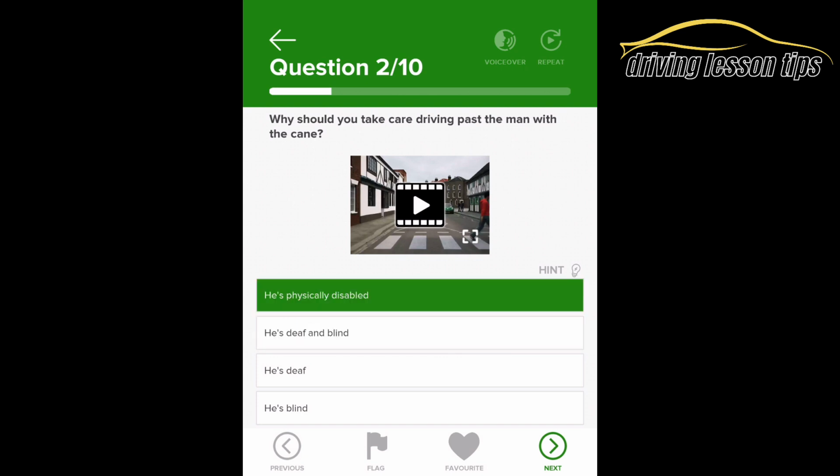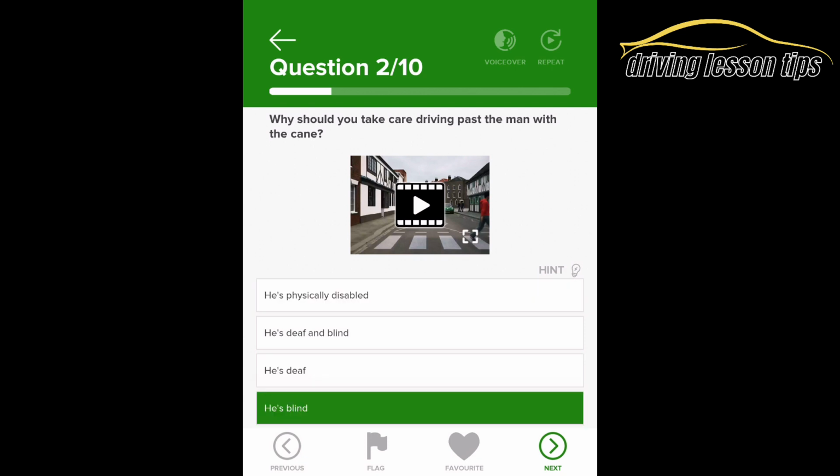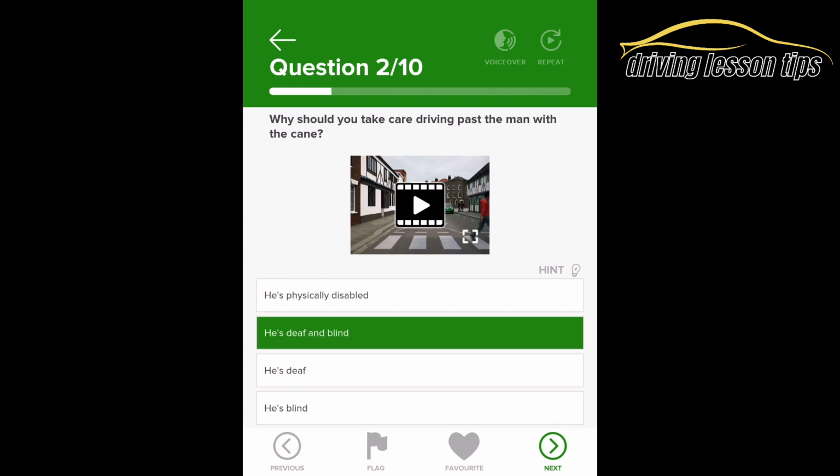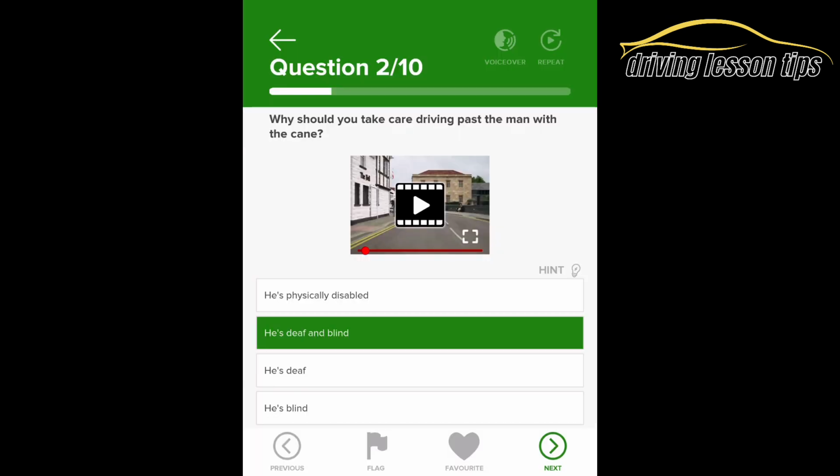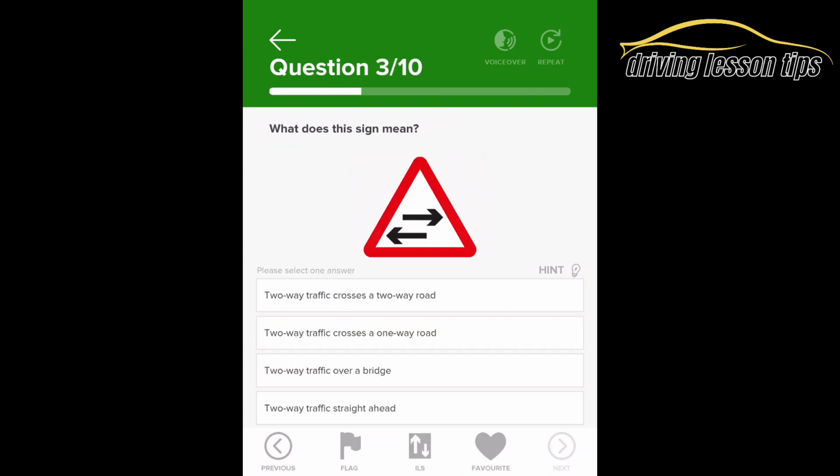So we know it's not that he's physically disabled. He's not physically disabled. He's deaf or he's blind. Okay, let's have a look here. In fact, we're going to have another check because we can't actually see here. Has he actually got? Yes, there he is, there's the chap there. So B is the option. He's deaf and blind. So we'll click next on to the next question.